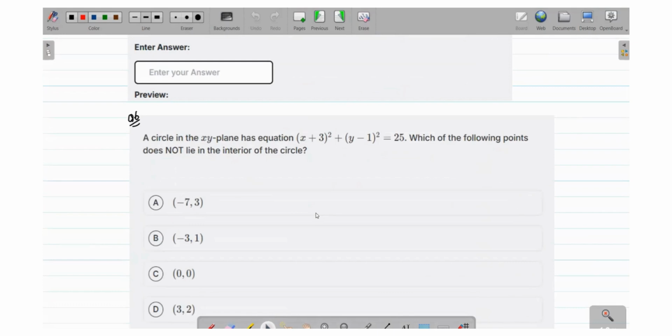Question number 6 states that a circle in the xy plane has the equation (x + 3)² + (y − 1)² = 25. Which of the following points does not lie in the interior of the circle? The word interior means inside the circle. Now, how are we going to do this question?